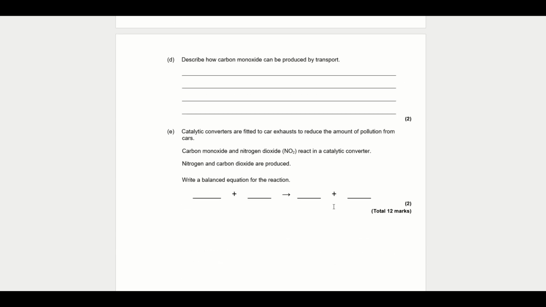It then says, describe how carbon monoxide is produced. Now, carbon monoxide, for those that don't know, is a toxic gas, and it has the formula CO. Not to be confused with CO2, which is carbon dioxide, which is, as we mentioned above, a greenhouse gas. Now, carbon dioxide is formed if you've got complete combustion with plenty of oxygen.